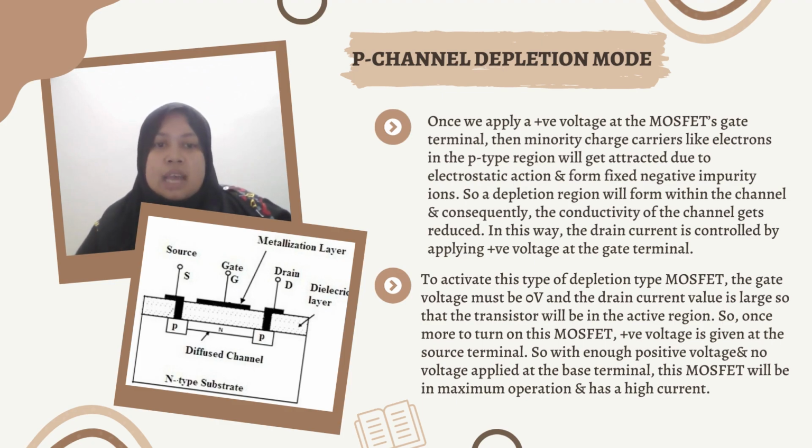To activate this type of depletion MOSFET, the gate voltage must be 0V and the drain current value is large. So the transistor will be active in the active region. Once more, to turn on this MOSFET, positive voltage is given at the source terminal. So with enough positive voltage and no voltage applied at the gate terminal, this MOSFET will be in maximum operation and has a high current.